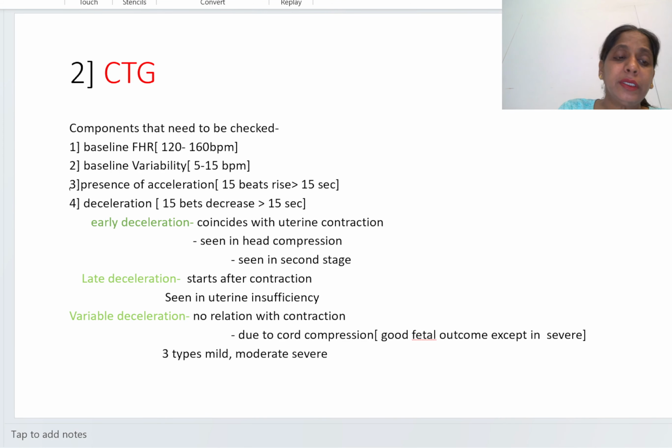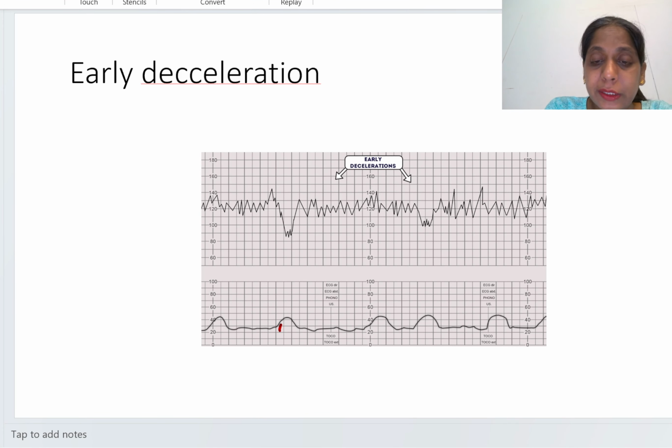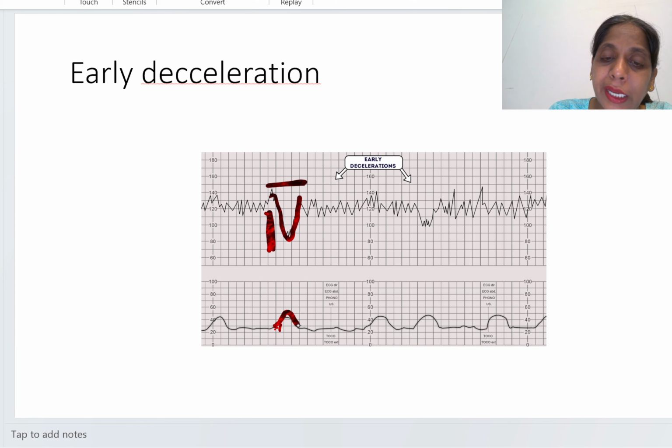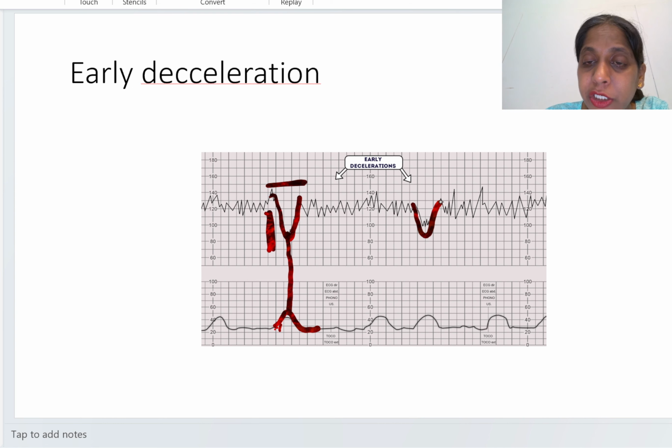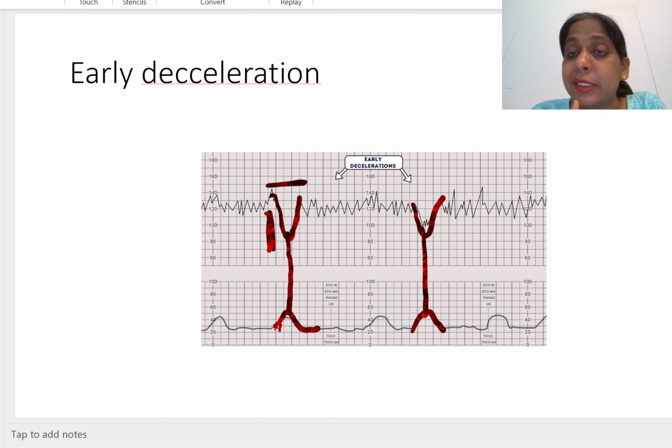Let's see a graph of the early deceleration. Okay, see, this is the deceleration. Now the fall is more than 15 seconds and more than 15 beats, and this is a contraction graph. I told you two graphs are there. One graph will be of the deceleration of fetal heart rate and another graph will be of the contraction, and we have to see. Now you can see that both of their peaks are coinciding. Once again, here is another deceleration and here is another contraction. Both their peaks are coinciding. It means that this is an early deceleration.